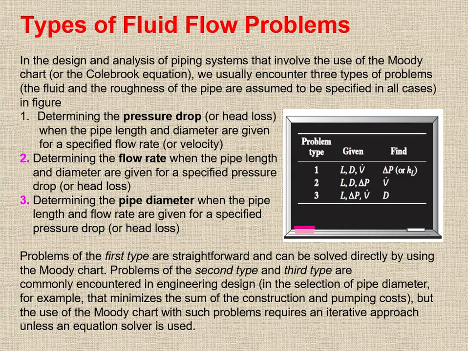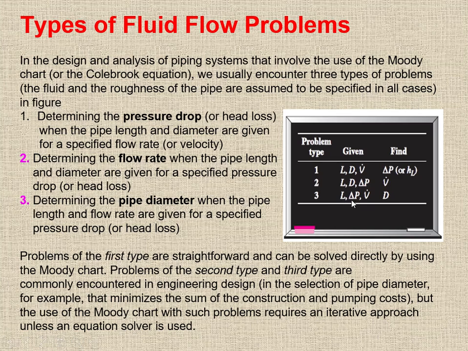And here is the type of fluid flow problem we are going to see in the case of fully developed turbulent flow. Here you see we have 3 types of problems. If the length, diameter and volume flow rate are given, we need to find either the pressure drop, or the head loss. If the length, diameter and pressure drop are given, then we have to find out the volume flow rate.